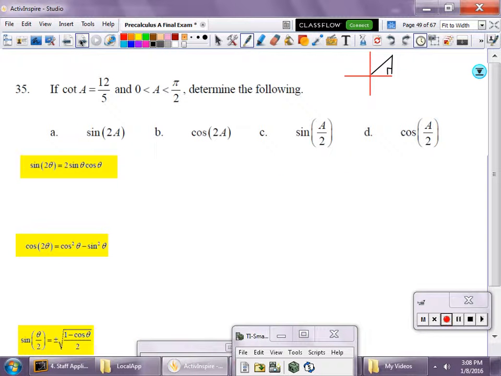Okay, 13 is a little complex. Let's look at 13. I'm just checking my time.